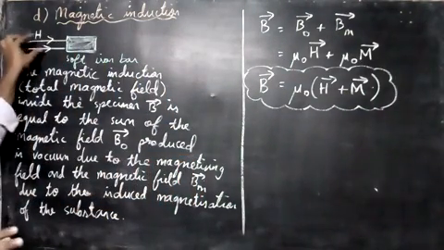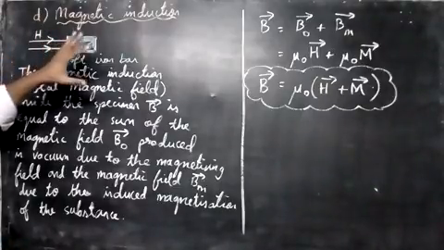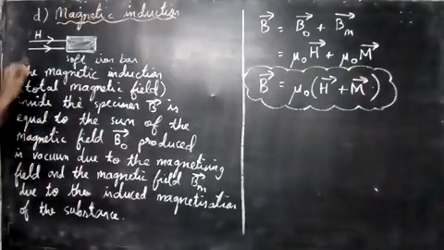When you give a magnetizing field, you must see the total magnetic induction, or you can say the total magnetic field also. Let's go to the definition first now.